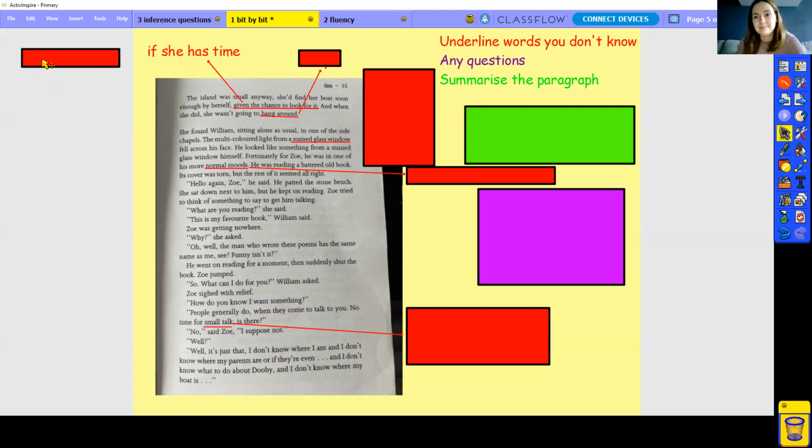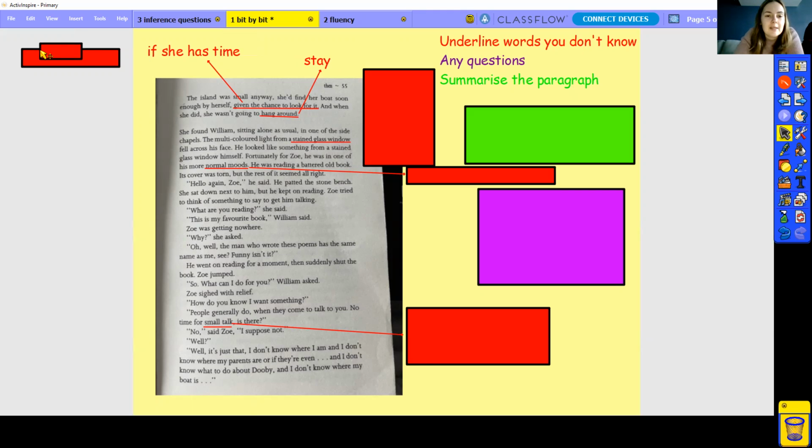Okay, brilliant. And when she did, she wasn't going to hang around. I underlined hang around. So what do we think that means? Hang around means to wait around. She doesn't want to wait around. Okay, so let's see if I got that. So stay. She's not going to wait around. She's not going to stay. As soon as she's got her boat back, she is going to be off.